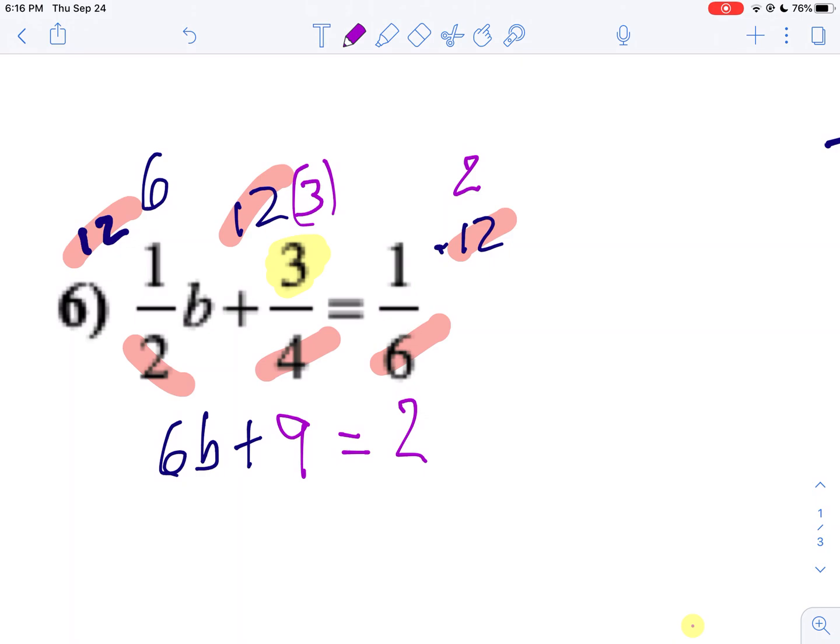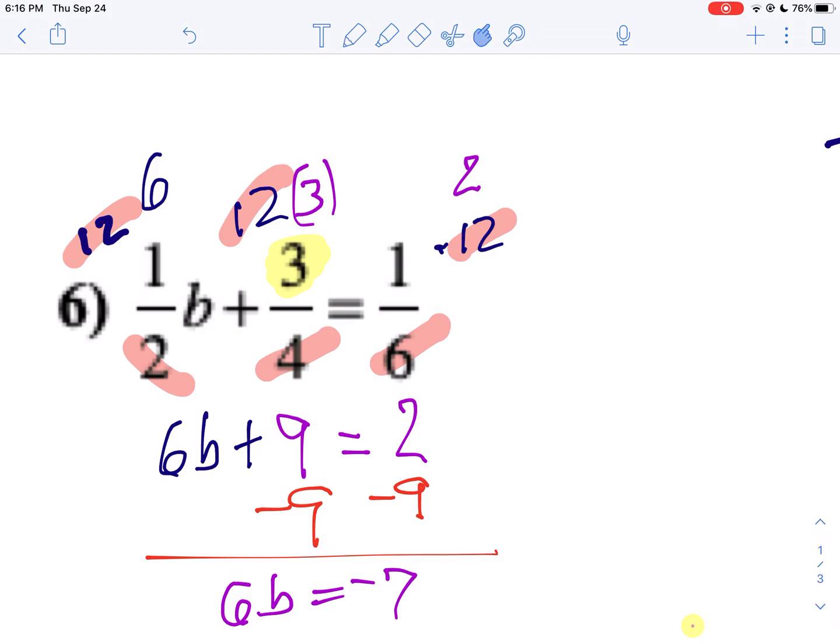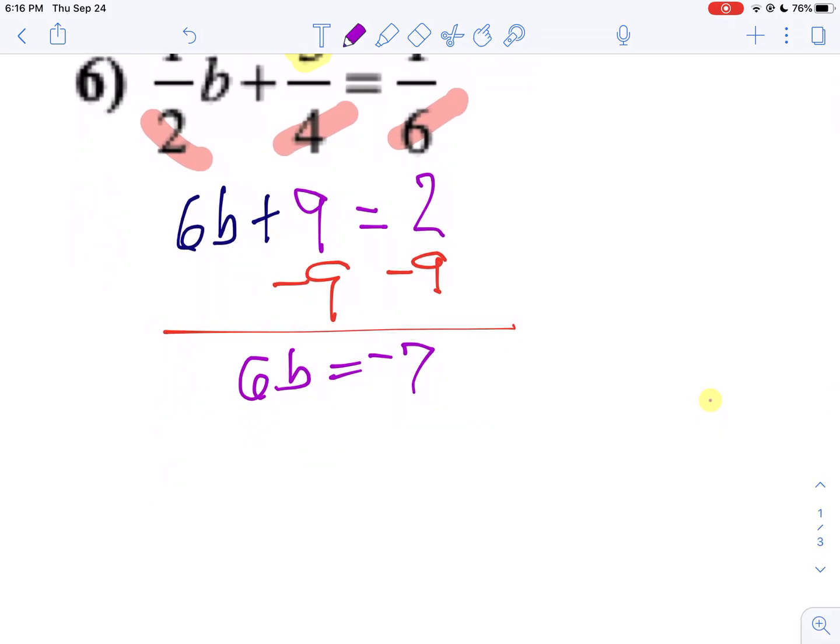Now it's a 2-step equation that we should know how to solve, but I'm going to go through it anyway. We want to get rid of the adding to get b by itself, so we're going to subtract 9 from both sides. So then you get 6b equals negative 7, since 2 minus 9 is negative 7. Then, to get b by itself, it's 6 times b, so the opposite of multiplying is dividing. So b is negative 7 over 6, and there's our answer.